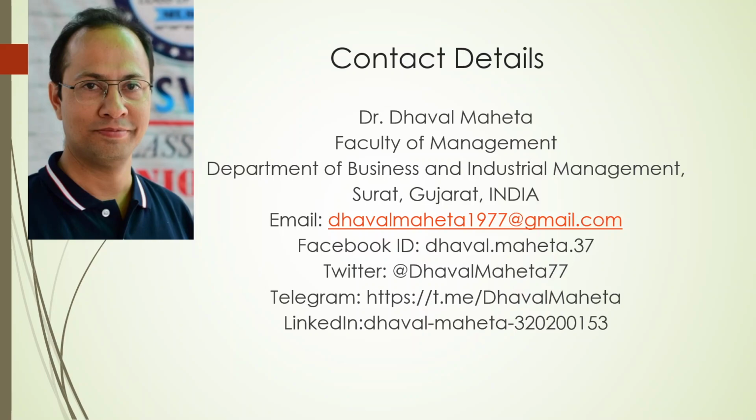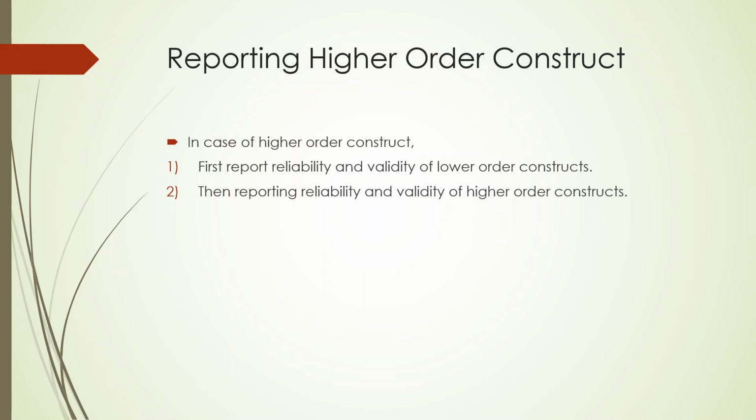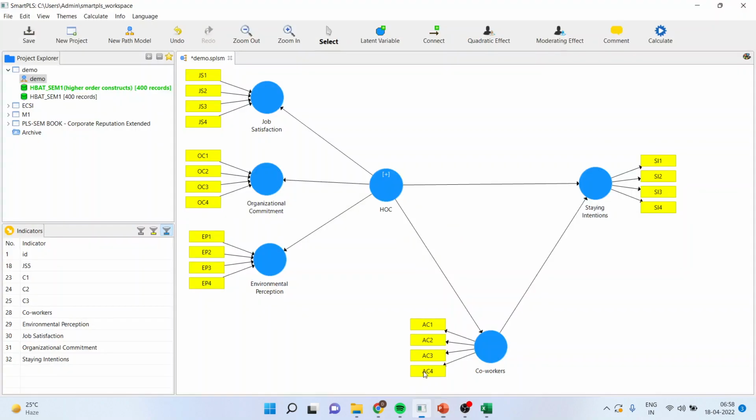This is Dr. Dhaval Maheta, and today we are going to talk about higher order constructs that are on a formative-reflective scale. It means that the lower order is formative and the higher order is reflective. How will we report? We will always report the reliability and validity of the lower order constructs first, and then we will report the reliability and validity of the higher order constructs. Fine. Let's see. We'll start working on SmartPLS.